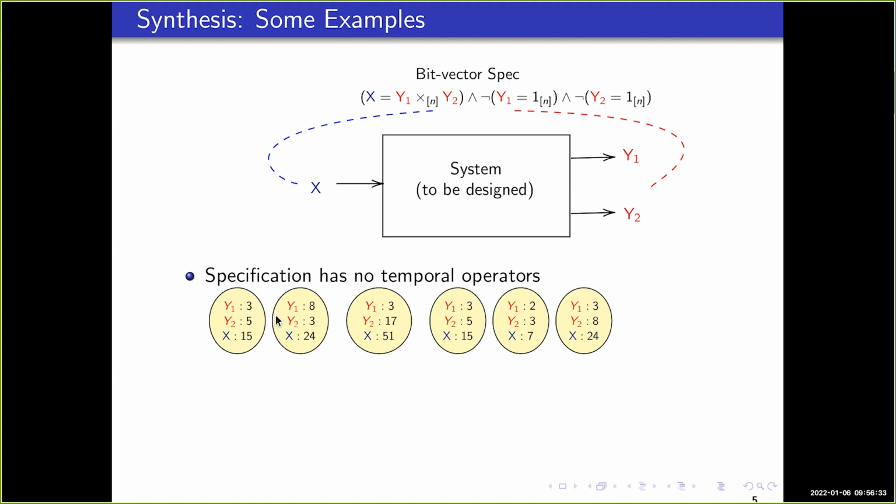So in general, I can have that this was 8, this was 3, and now this can become 3, this can become 8, and so on. In general, all of this satisfies the specification, right?